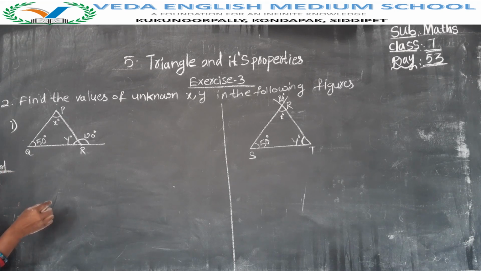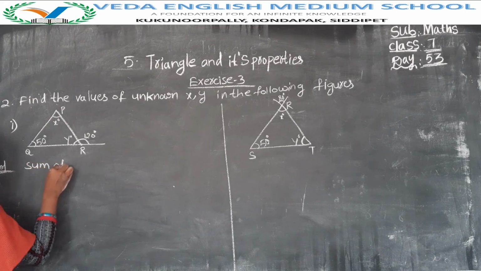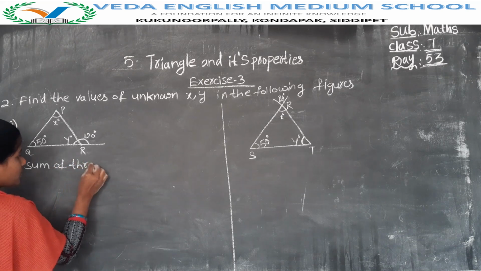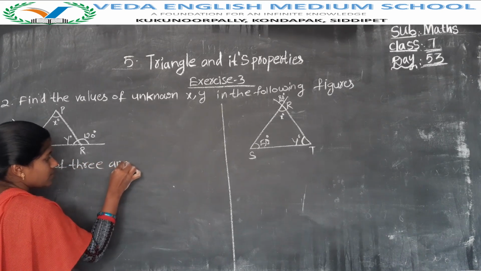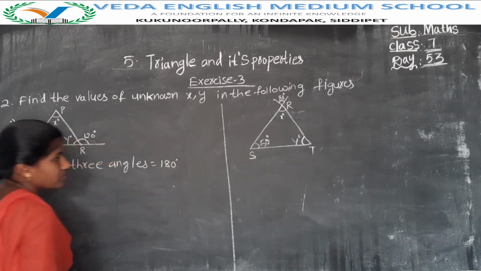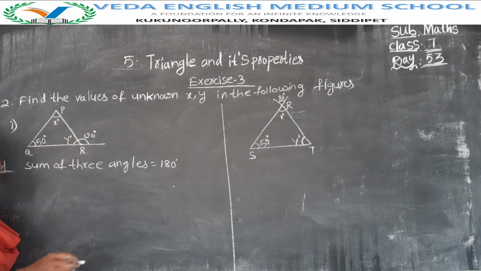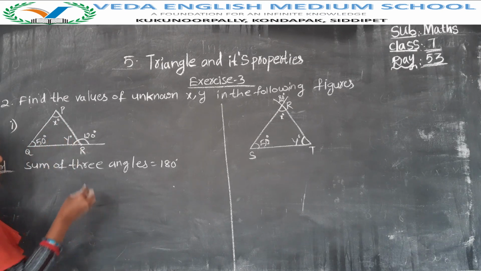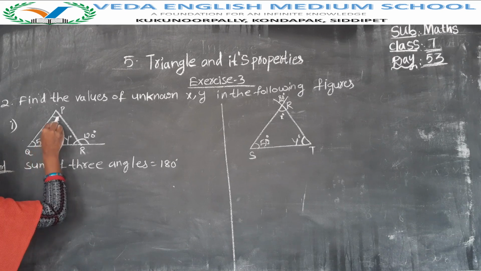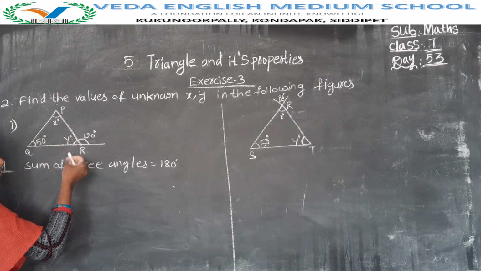The first triangle property is the triangle sum property: the sum of three angles is equal to 180 degrees. Now by adding angle P plus angle Q plus angle R, we should get 180. But madam, here we know only angle Q, then how to find angle P and angle R? See how we will find.